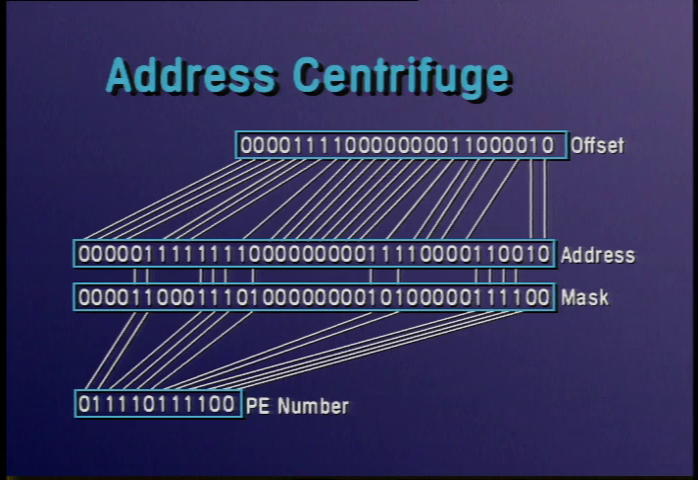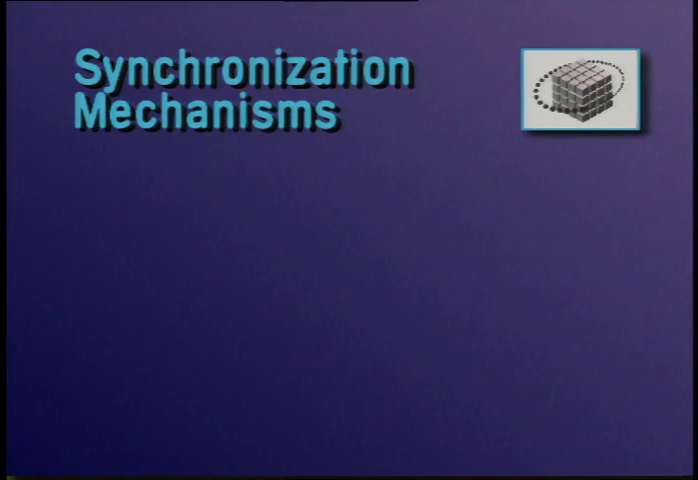All remote addresses generated by the block transfer engine are centrifuged prior to use. The BLT naturally has a larger startup overhead than direct processor stores or the prefetch queue, so it's most useful when moving larger blocks of data. Now let's talk about synchronization.